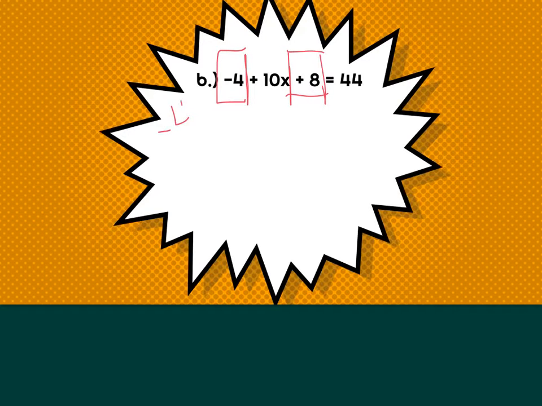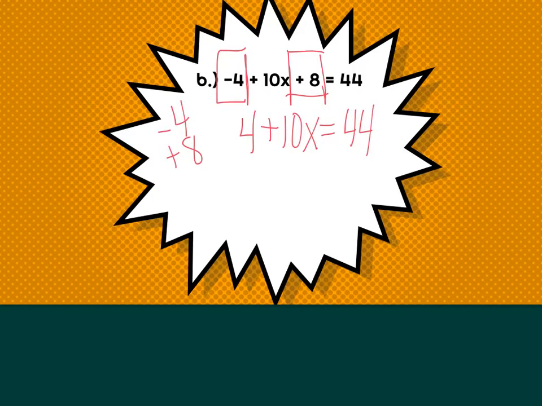You have a negative 4 and a positive 8. There are different signs, so you subtract and you get 4, and the sign of the larger number was a positive. Then we bring down the positive 10x, the equal sign, and the 44. Next step is to undo addition or subtraction.